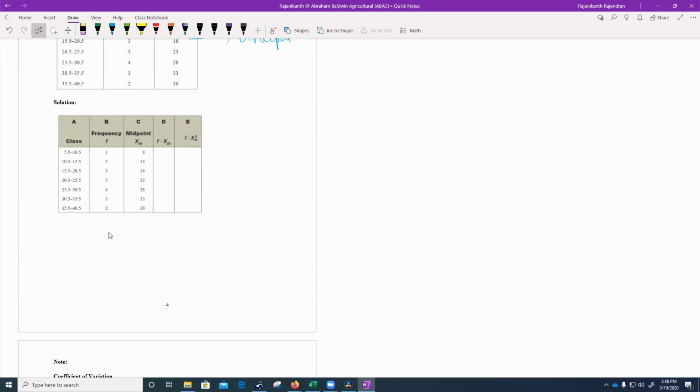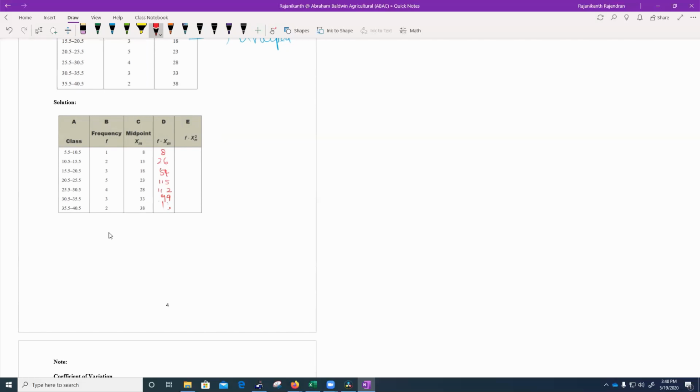Take your calculator and multiply: 1 times 8, which is 8; 2 times 13, which is 26; 3 times 18 should be 54; 5 times 23, how much? 115, right? Then 4 times 28: 4 times 8 is 32, 3 remaining, so it should be 112. And 3 times 33, which is 99, and 2 times 38, which is 76.